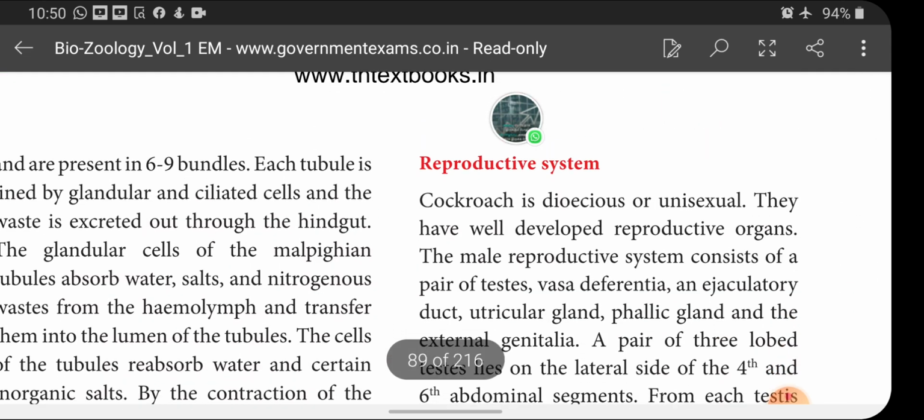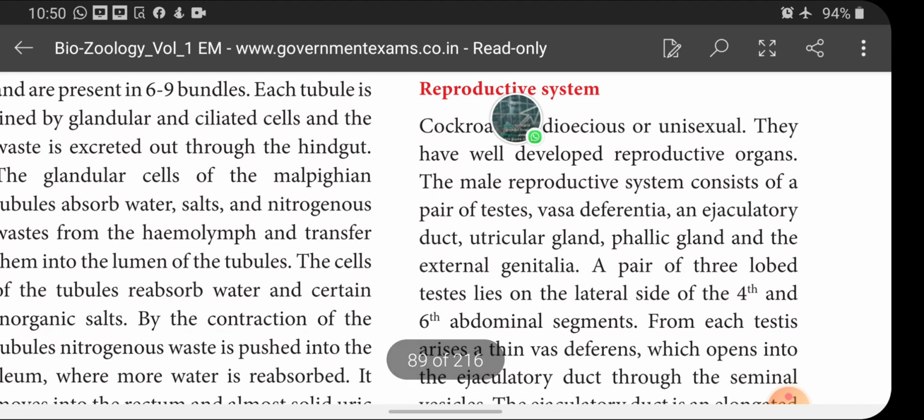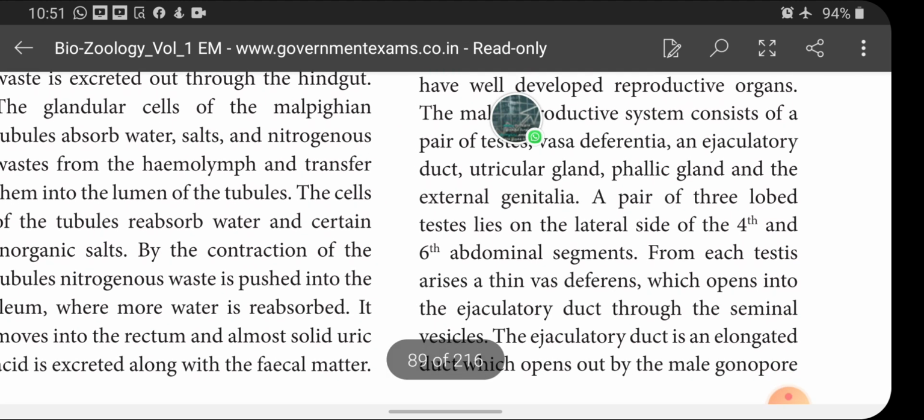Next, reproductive system. Cockroaches are dioecious or unisexual, that is, both male and female are present separately. They have well developed reproductive organs. The male reproductive system consists of a pair of testes, vasa deferentia, an ejaculatory duct, utricular gland, phallic gland and the external genitalia. So these are the structures present in the male reproductive system.